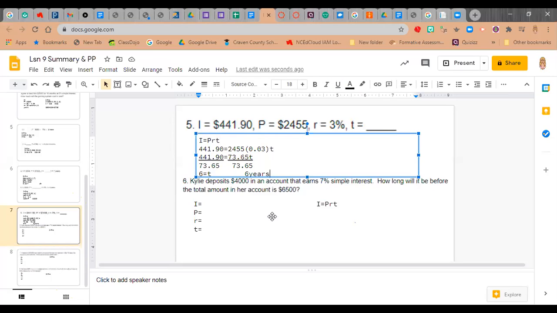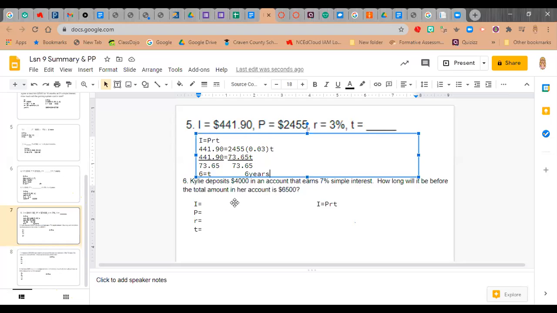Okay. Questions about that? So we've done a problem that has had each of the different ones missing. And once we create the equation, we just solve the equation. All right, let's try some word problems.